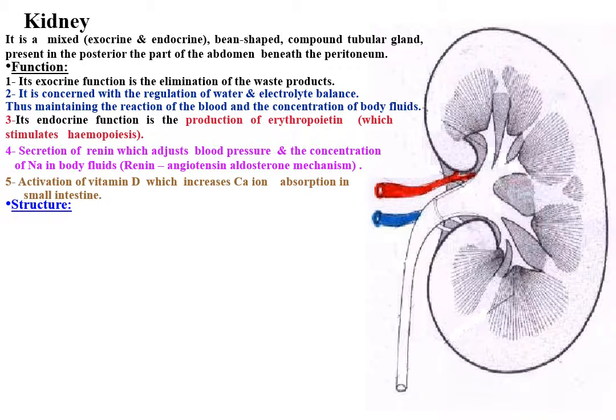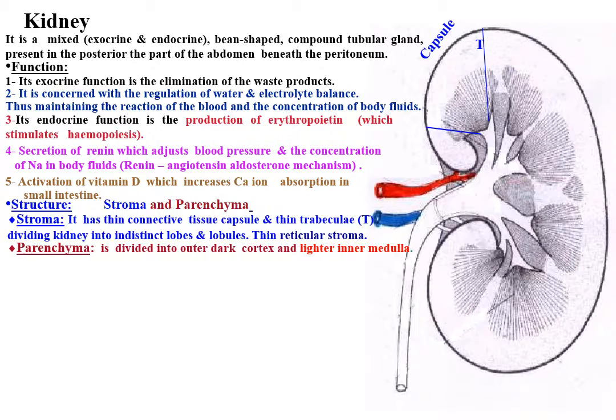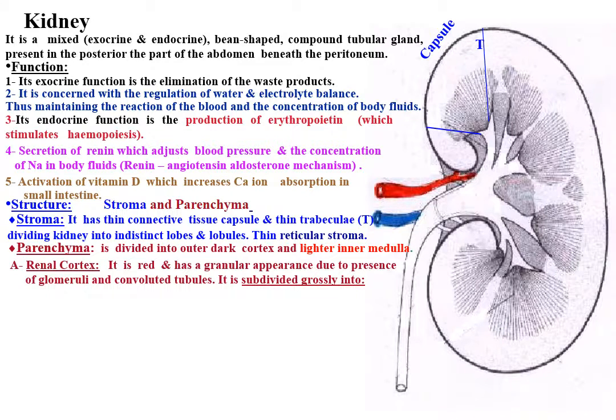Structure. Kidney is formed of stroma and parenchyma. It has a thin connective tissue capsule, thin trabeculae dividing the kidney into indistinct lobes and lobules, and thin reticular stroma. Its parenchyma is divided into outer dark cortex and lighter inner medulla. The cortex is red and has granular appearance due to the presence of glomeruli and convoluted tubules.